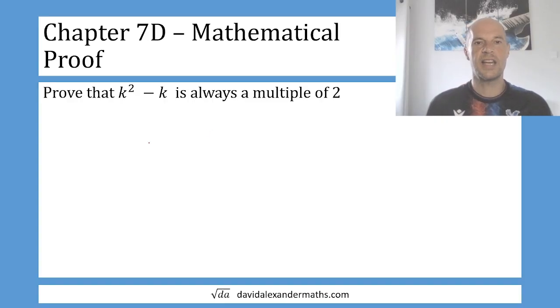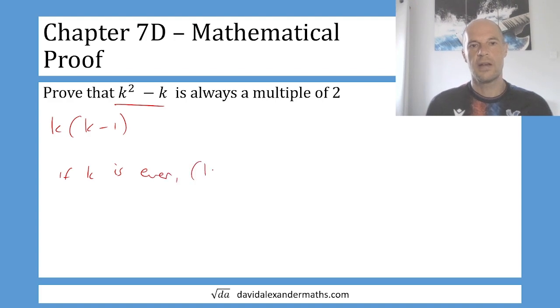Okay, prove that k² − k is always a multiple of 2. So this can be factorised, so that is k lots of (k − 1). So if k is an integer, this is 1 less than k. So what that means is if k is even, k − 1 is odd. So what we have here is even multiplied by odd is even, or a multiple of 2.